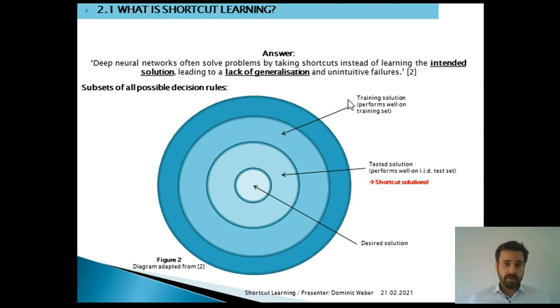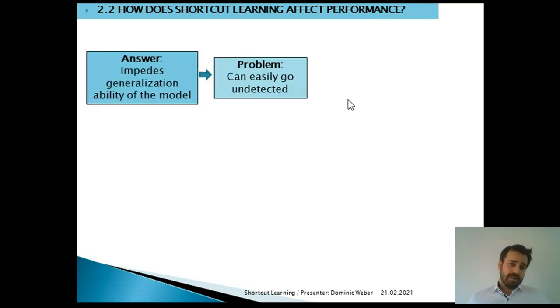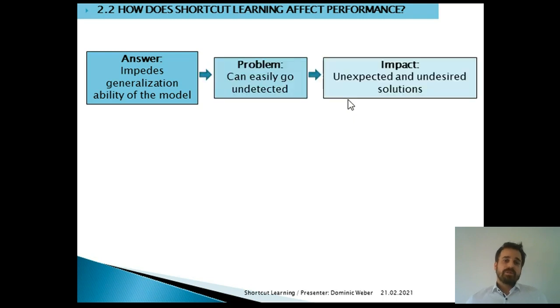Failures like this can have serious implications. For example, what about if this was a self-driving car that failed to recognize a pedestrian because he was standing in front of some fireworks? So we have seen that the generalization ability can be affected by this. The problem is that it can easily go undetected and then lead to unexpected and undesired solutions.